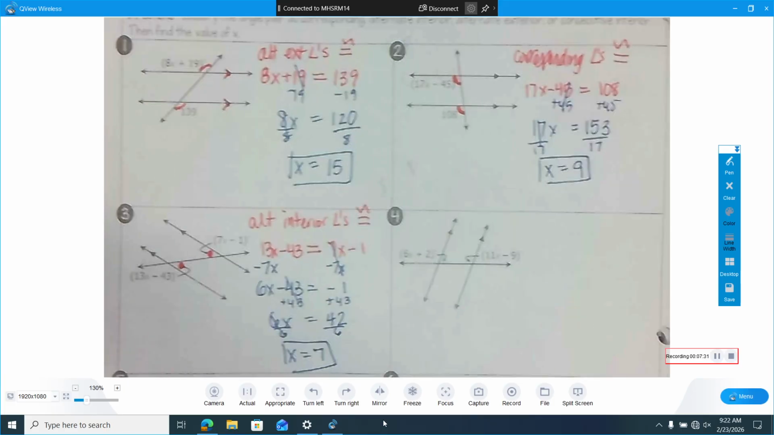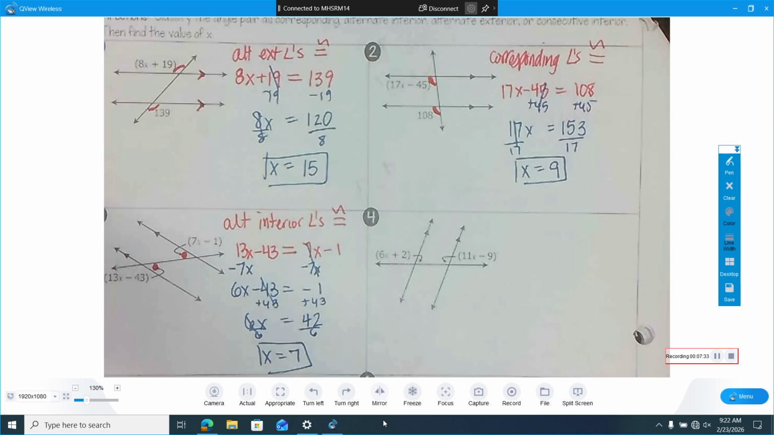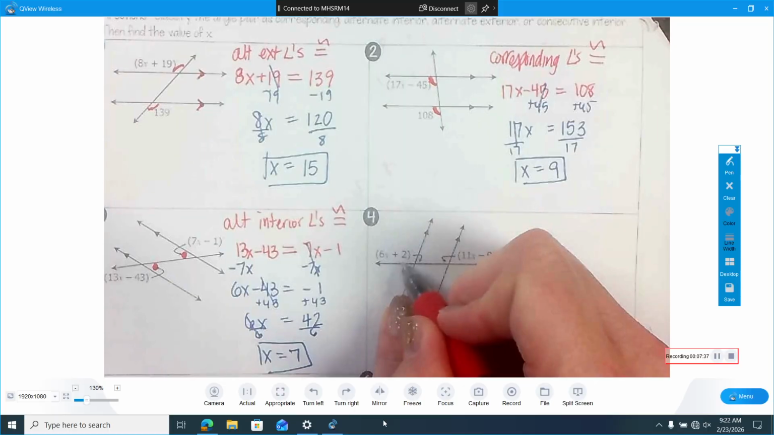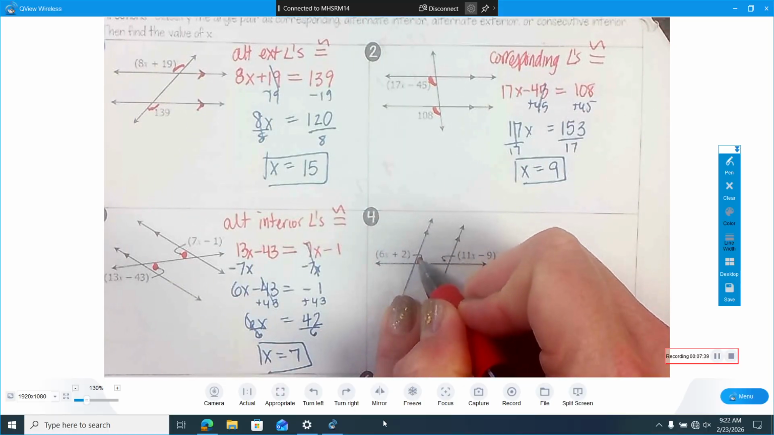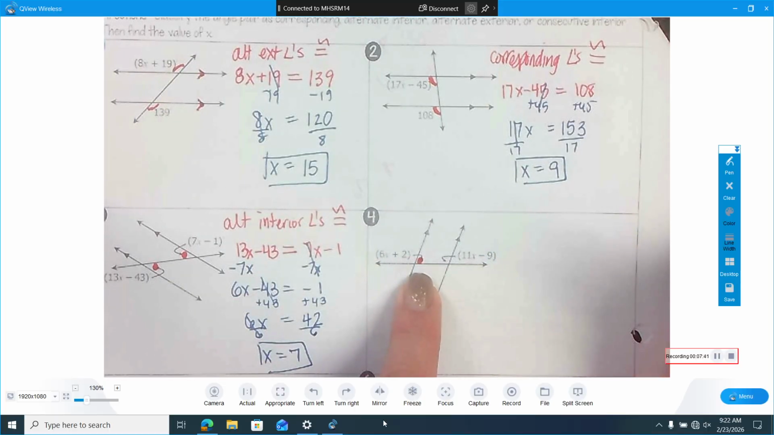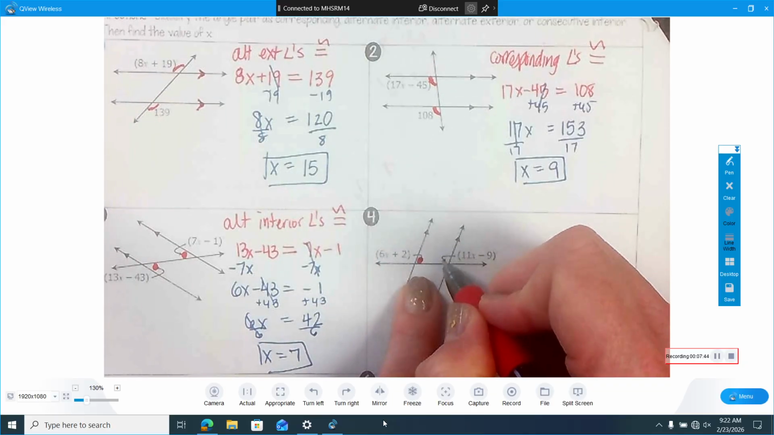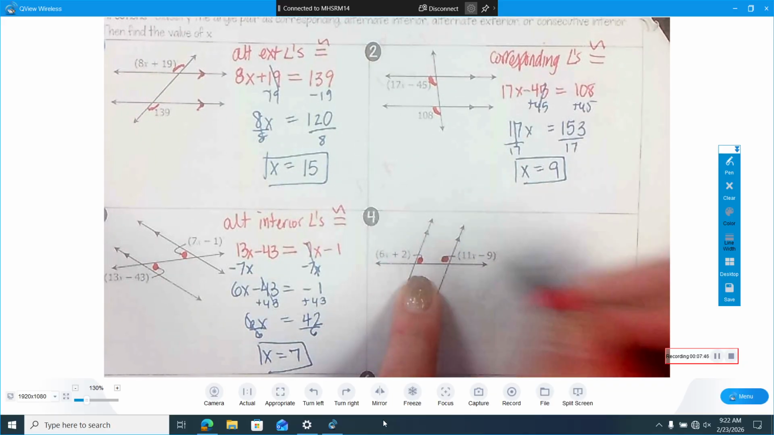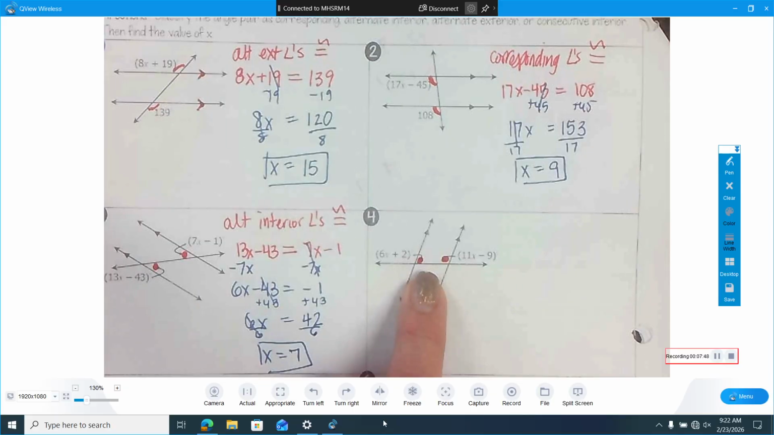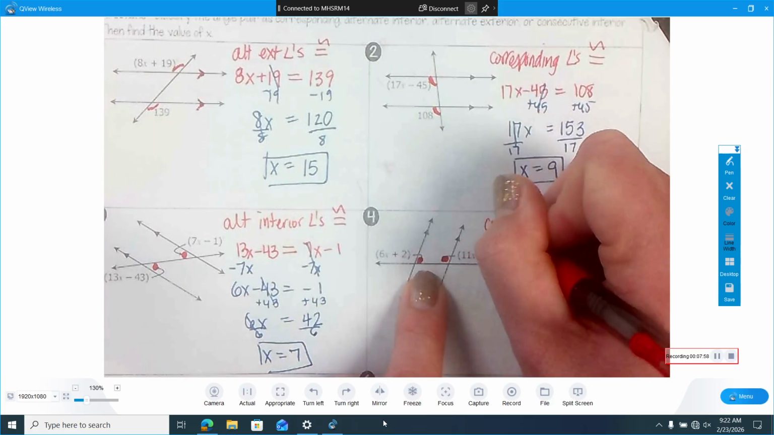All right, let's look at number 4. Again, I'm going to put dots here. This 6x plus 2 is really talking about this angle. And 11x minus 9 is really talking about this angle right here. Are these alternating angles? No, these are on the same side. They're consecutive. What are these? Consecutive?